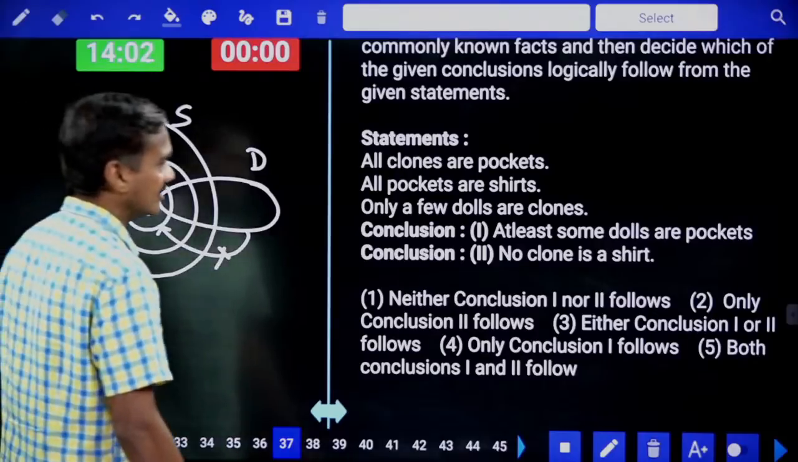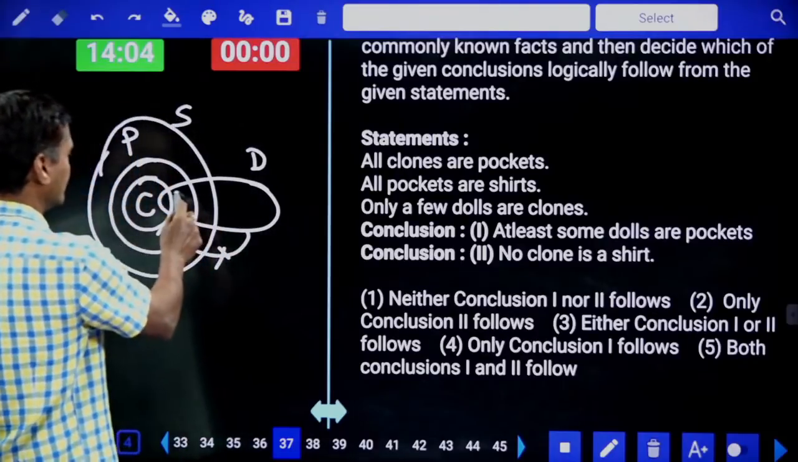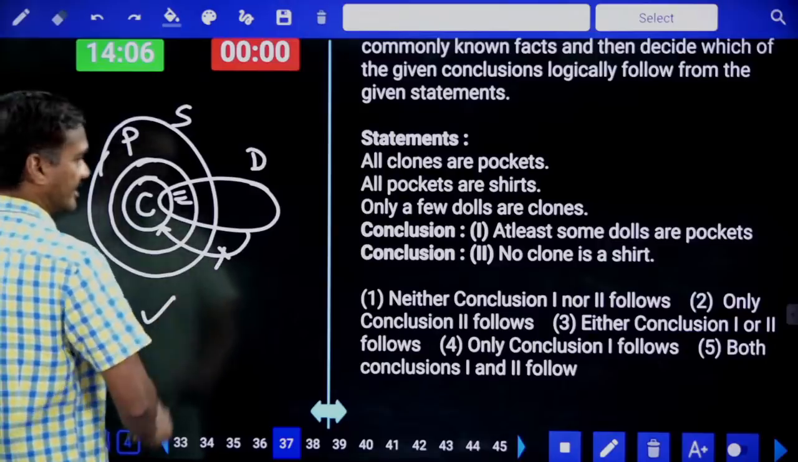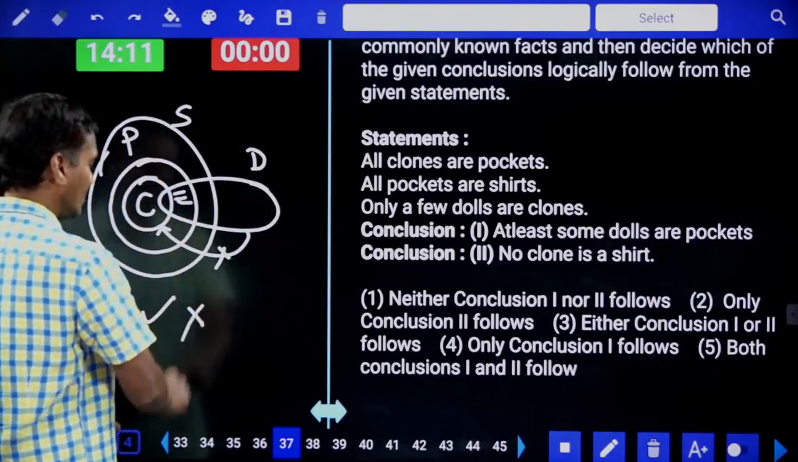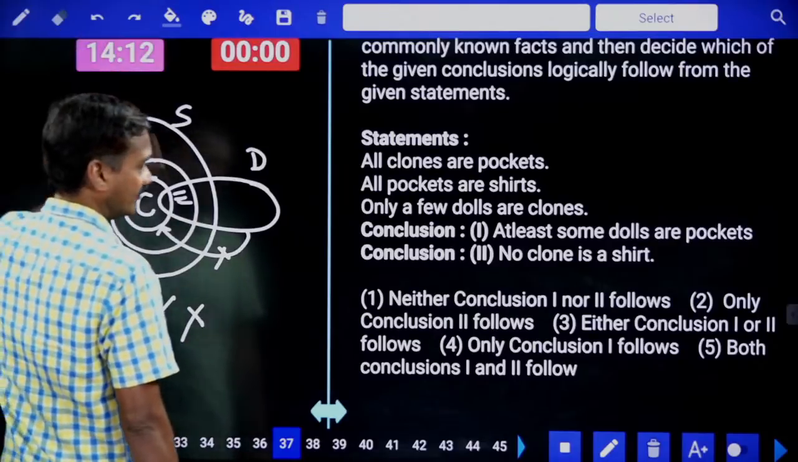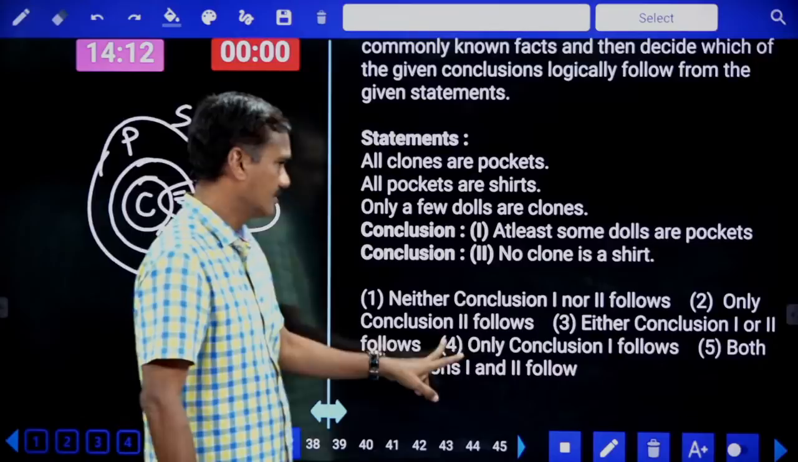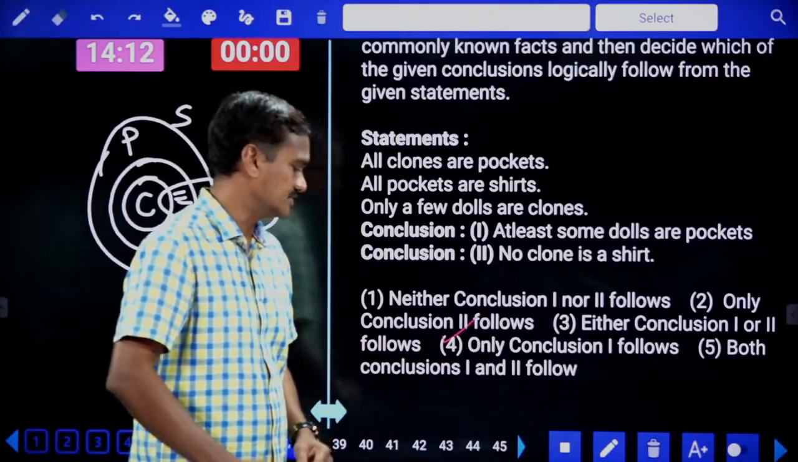And the first one, some dolls are pocket. That is definitely true. This is the intersection of these two. Definitely true. No clone is a shirt. Clone and shirt, that is definitely false here. Hence, what is your answer? Only one follows. That is choice 4. Question number 37, choice 4 is the answer.